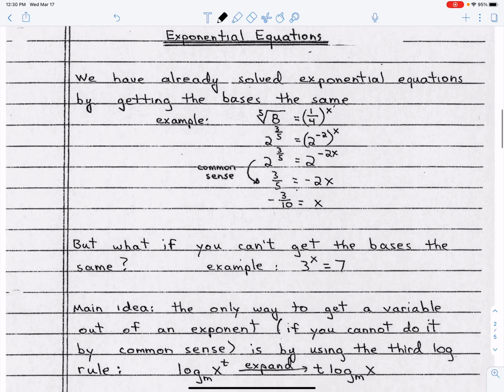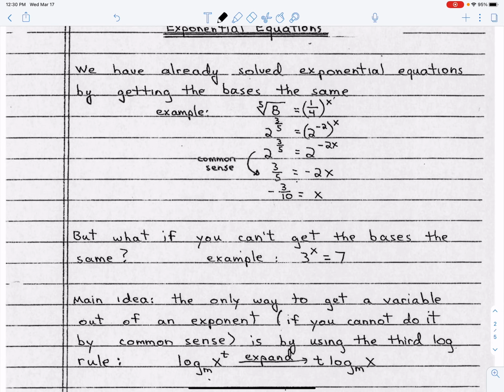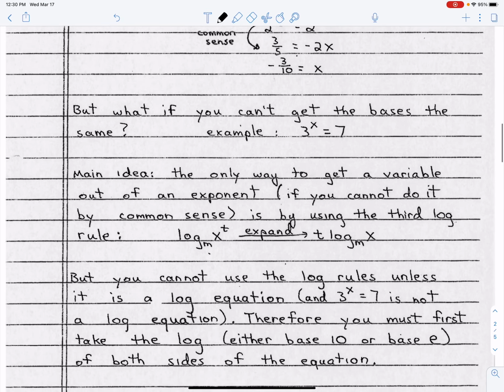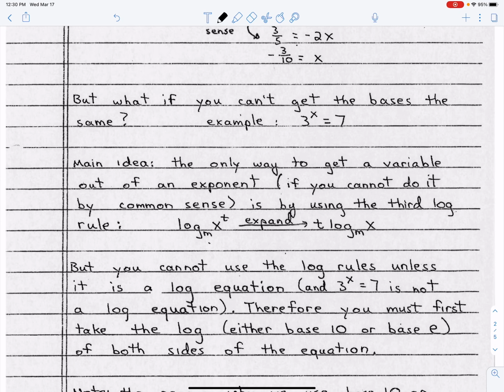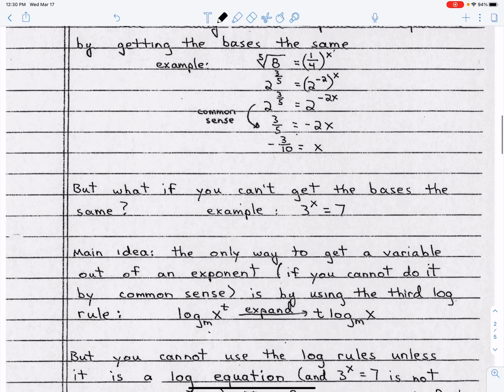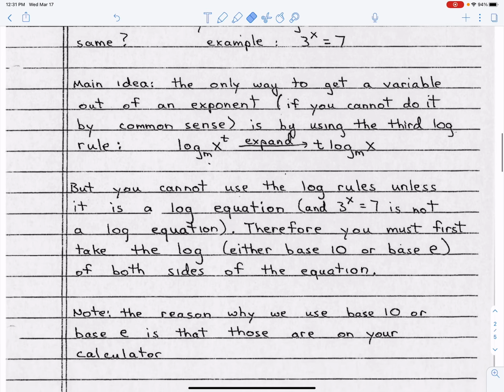Okay, I want to remind you, we've already solved exponential equations by getting the bases the same. Here's a simple, well, not a simple example, but there's an example. But what do you do if you can't get the bases the same? For instance, 3 to the x equals 7. The main idea is use the third log rule. But take a look at this problem. We can't use the third log rule. Why not? There are no logs. There have to be logs in the problem to use the third log rule. So somehow we have to introduce a log.